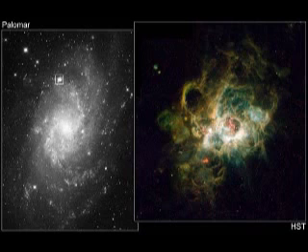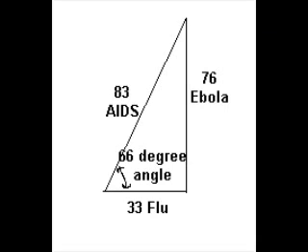The numbers 33, 76, and 83 do form a right 90-degree triangle with an angle of 66 degrees as shown here. Since 666 is the number of the Antichrist of the book of Revelation, chapter 13, who is a satanic imitation of Christ who appears during the end times events, this may imply that these three diseases will threaten humanity during the end times events. In fact, Ebola virus frequently twists itself into a shape that looks like a 6, as shown in this photo.